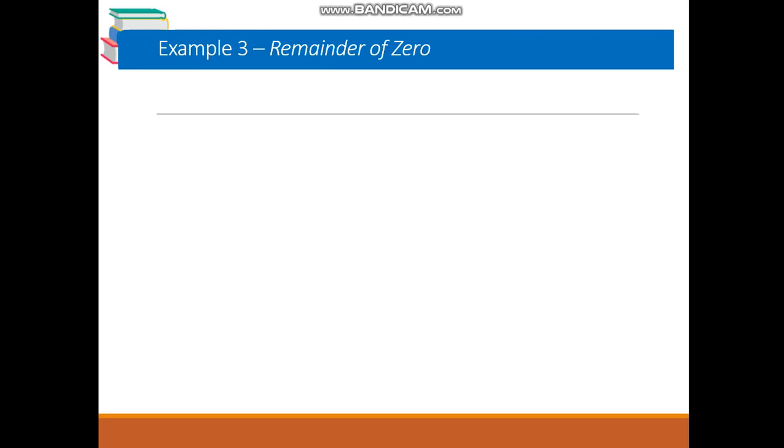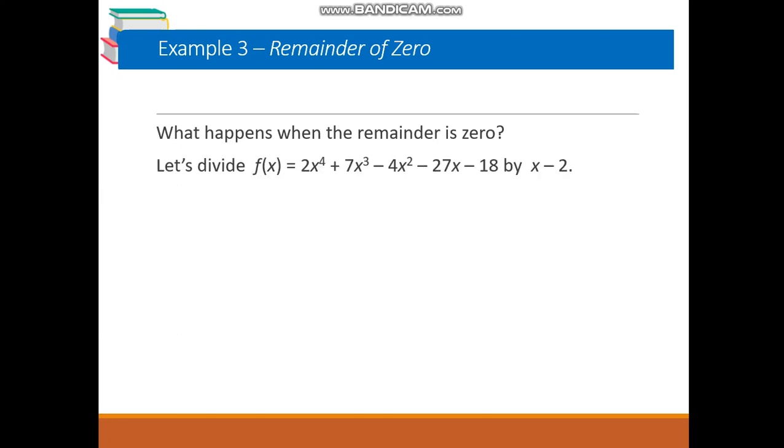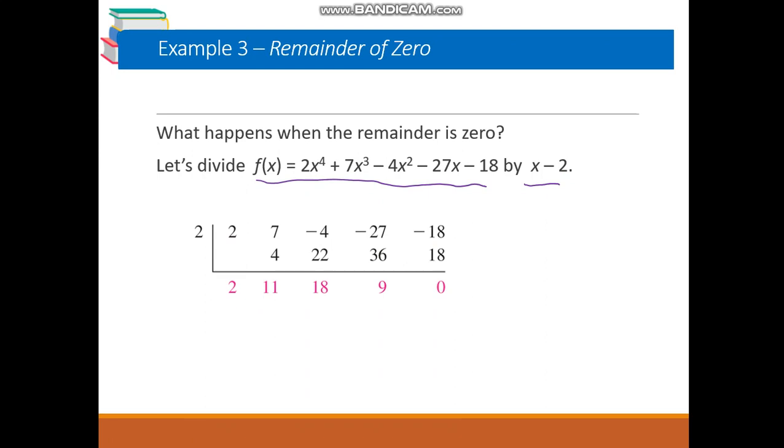Okay, again, when I first learned this, I'm like, well, that's not really that helpful. But what if the remainder is 0? It turns out that now the remainder theorem actually comes in handy. So let's divide this quartic by x minus 2. And when I do that, again, bring down the 2. 2 times 2 is 4. Add those, multiply, add, multiply, add, multiply, and I end up with a remainder of 0.